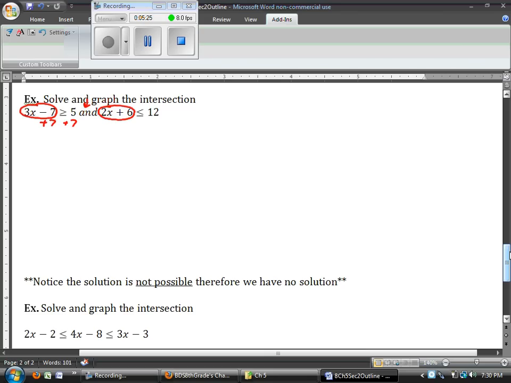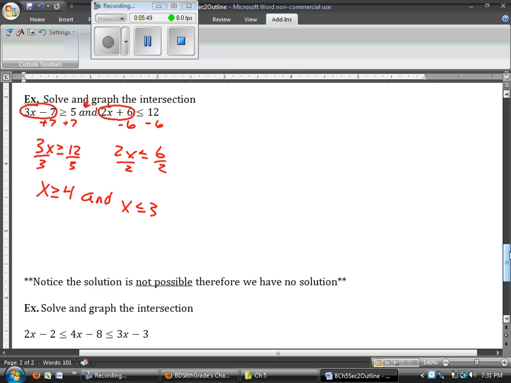So add 7 here, and 3x is greater than or equal to 12. Divide by 3, and x is greater than or equal to 4. If I solve this one by subtracting 6, 2x is less than or equal to 6. Divide by 2, and x is less than or equal to 3.